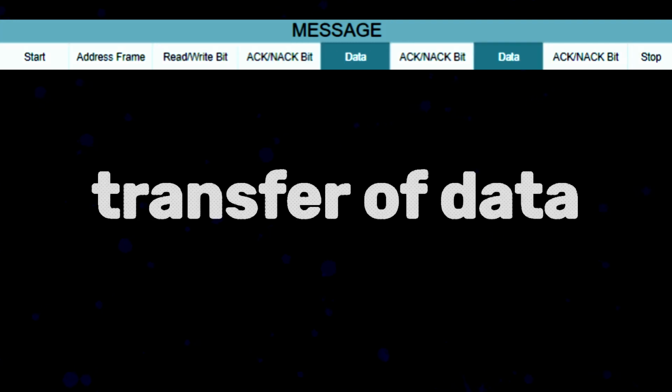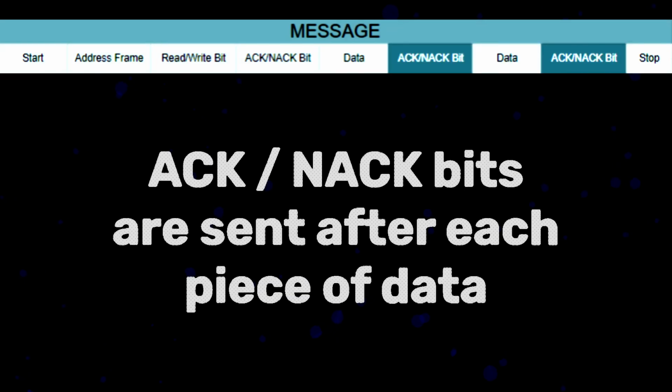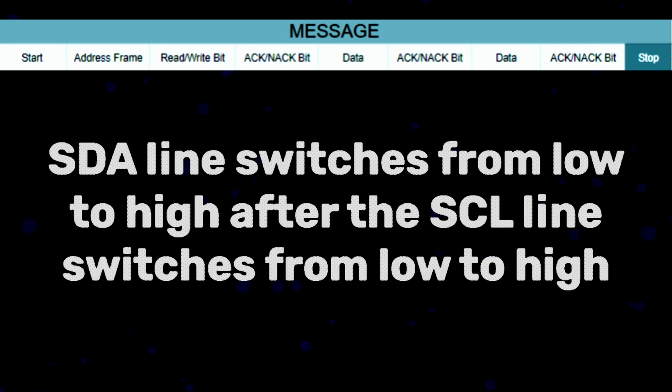The acknowledge or no acknowledge is followed by the actual data being transferred, and each data frame is followed by another acknowledge or no acknowledge bit. Finally, the message ends with a stop condition. The SDA line switches from low voltage to high voltage after the SCL line switches from low to high. Both the SDA and SCL lines are pulled high. I'll link a video that explains what I mean by pulled high in case you need that first.